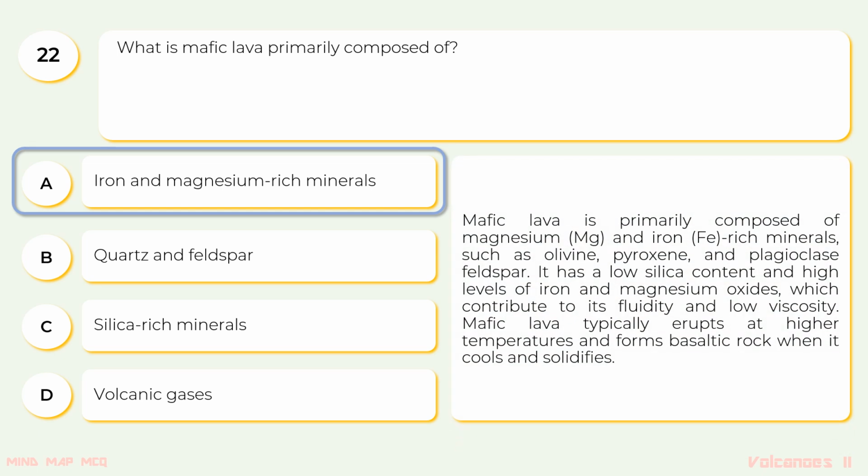Mafic lava is primarily composed of magnesium and iron rich minerals such as olivine, pyroxene, and plagioclase feldspar. It has a low silica content and high levels of iron and magnesium oxides, which contribute to its fluidity and low viscosity. Mafic lava typically erupts at higher temperatures and forms basaltic rock when it cools and solidifies.